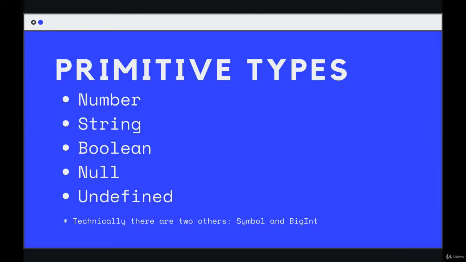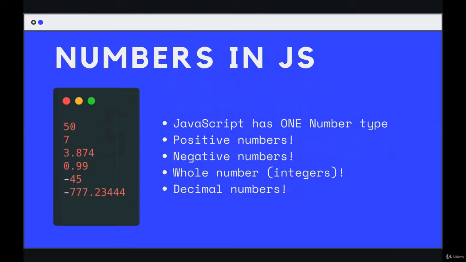Alrighty, with that out of the way, let's start learning JavaScript. So the first of these primitive types we'll talk about is number. Number is pretty self-explanatory. It is a way of storing or representing a number in JavaScript.